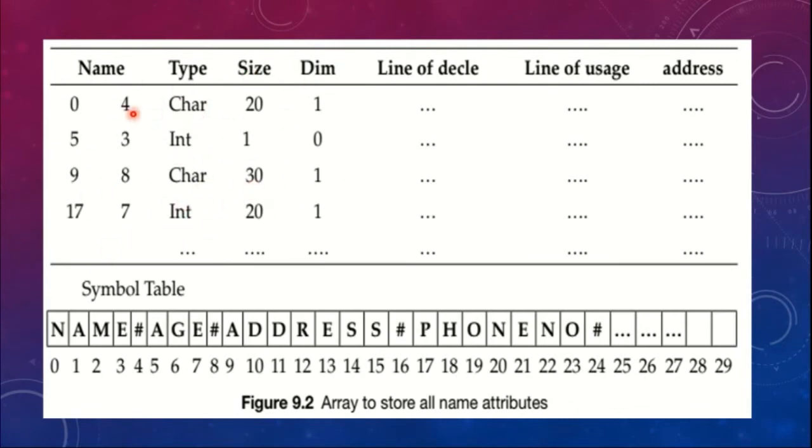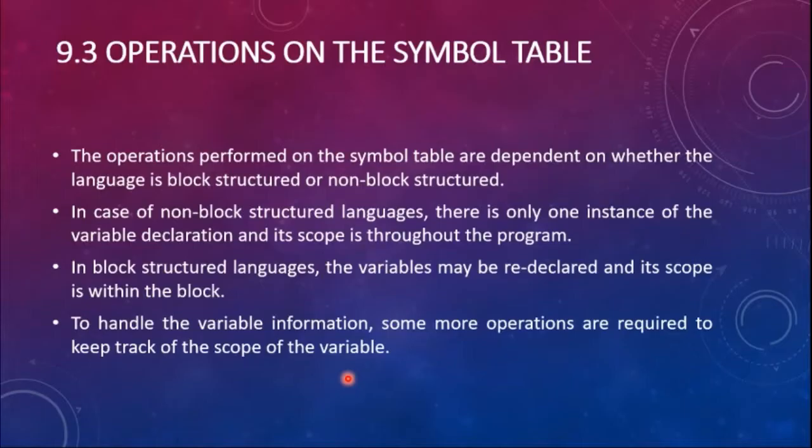Now we observe how all this information can be stored in the array. Here it can store the first name, then age, then address, and then phone number. Here we can observe that each and every attribute or token name is separated with a special symbol, hash. It indicates the end of the first token and the beginning of the next token. So in between we are using the special symbol hash.